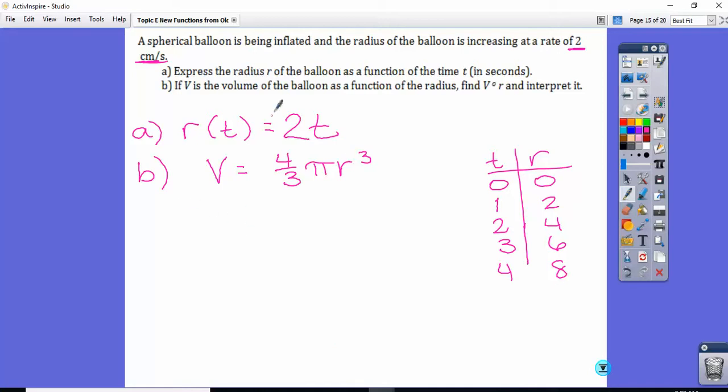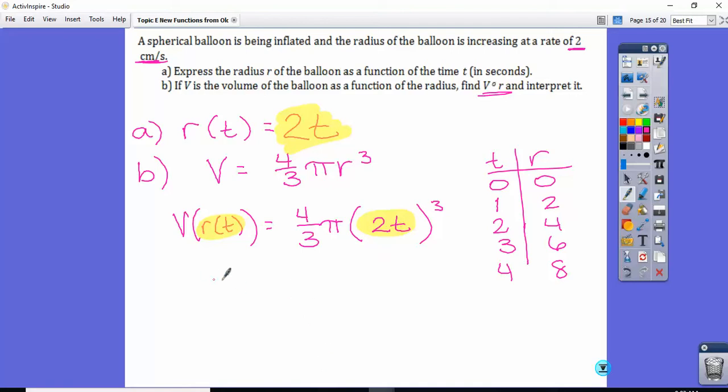All right, I'm asking you to find V composed with R. So in other words, I'm asking you to find V of R of t. Essentially what I am saying is, in this formula, replace r with R of t. And we already said in part A, R of t was 2t. So then just simplify as much as we can.